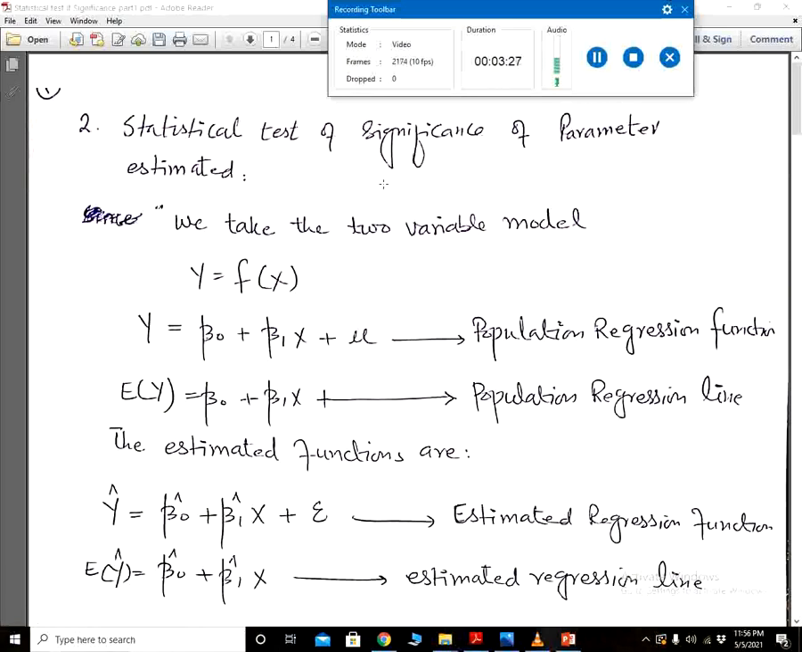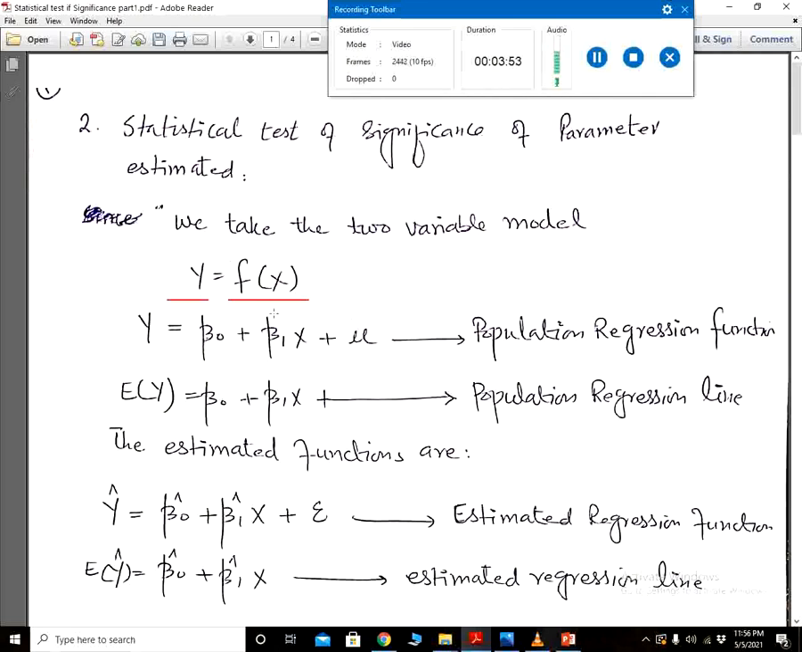Now we have taken previously the two variable model, where one is the independent variable, that is x here, and the other is the dependent variable, that is y here. You have studied these lectures in previous classes and you have been taught by Sir Imran.